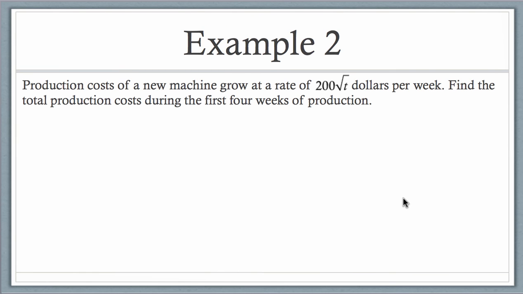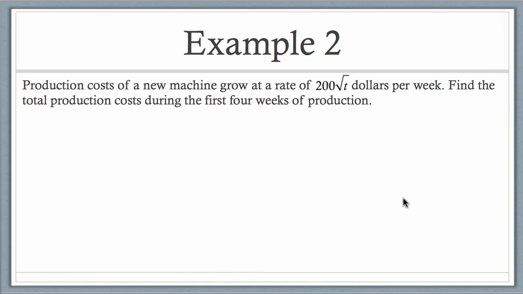In our last example, we're going to look at an application. So production costs of a new machine grow at a rate of 200 the square root of t dollars per week. Find the total production cost during the first 4 weeks of production. So in previous weeks, we've had a problem like this, but I would ask you to find the total production cost, say in week 2. I would give you one specific week.